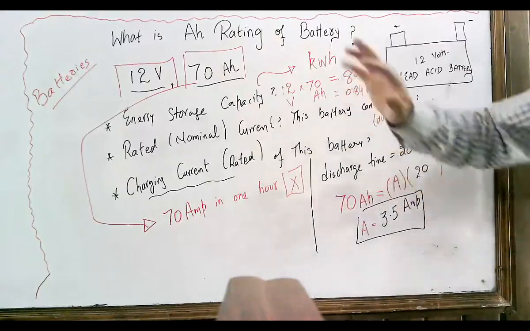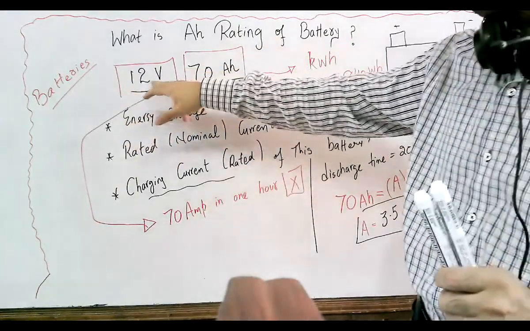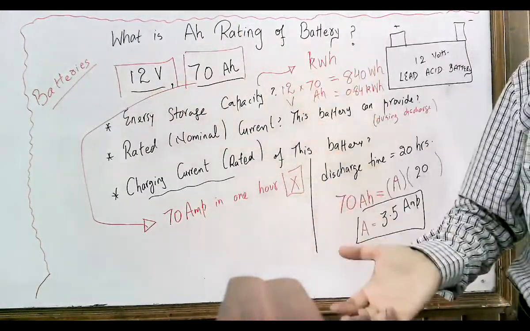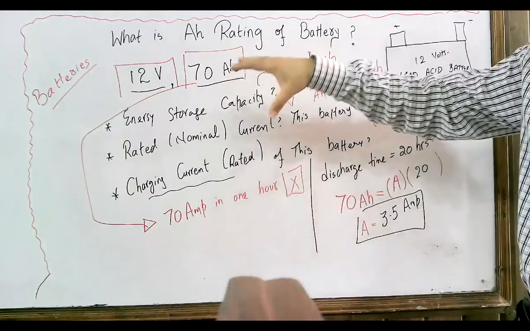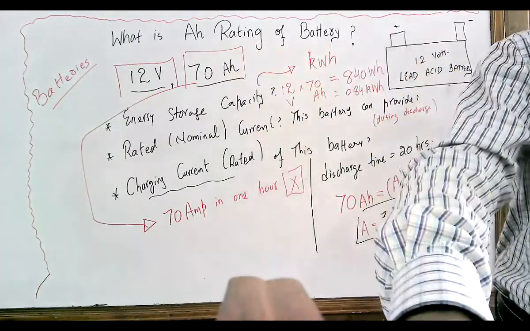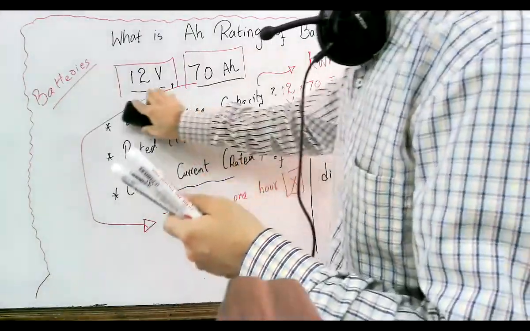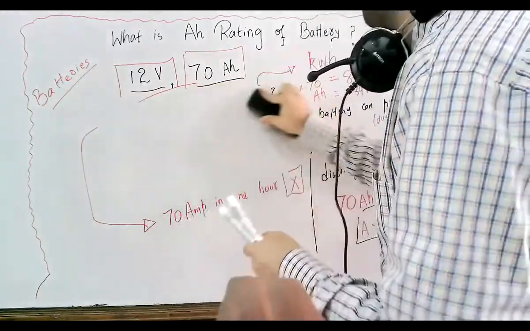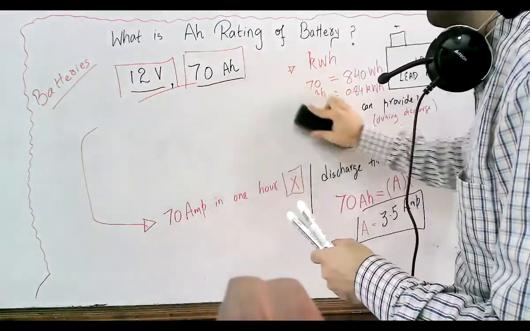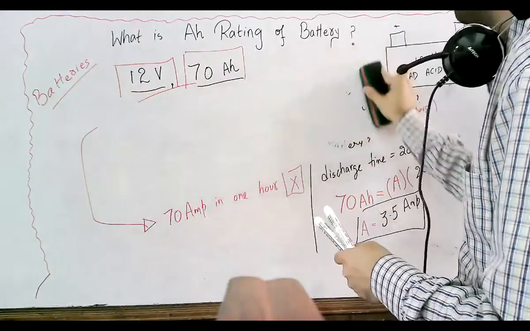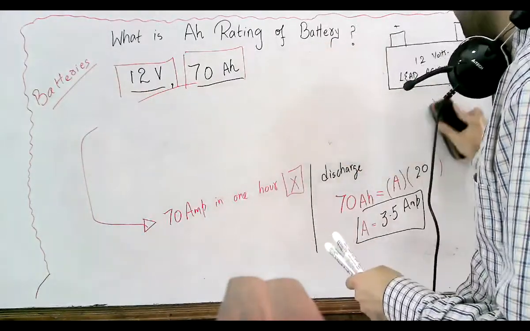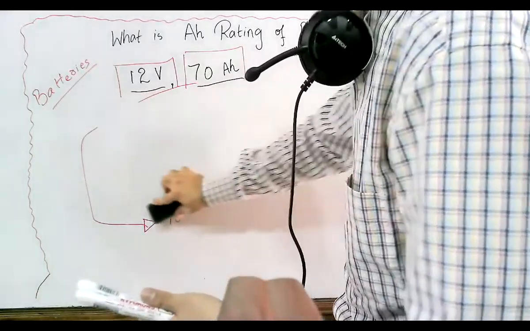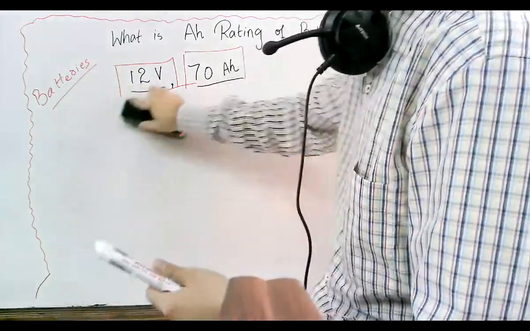Now one more thing. Now the battery is rated as 12 volts 70 ampere hours. Okay, you obviously have to charge the battery as well. Now what will be the charging current of this battery? Or what should be the current capability of your battery charger? How much current must the battery charger supply?